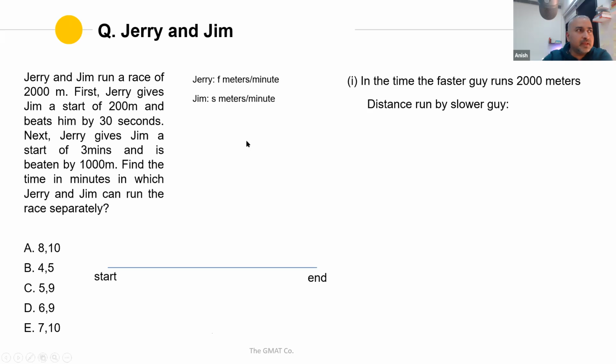So what happened initially? Initially, the faster guy is waiting. He's like, you go ahead, you reach the 200 meter mark, and then I'll start. So anyway, I will not count this distance of 200 meters, right? That much distance was run even before the actual race started. I won't count that. What else? By the time Jerry reached the end, Jim had reached some point in the middle. What point? A point from where he would have taken 30 seconds more to reach the end point. So how much distance did the slower guy run? Well, whatever is left in the middle, right?